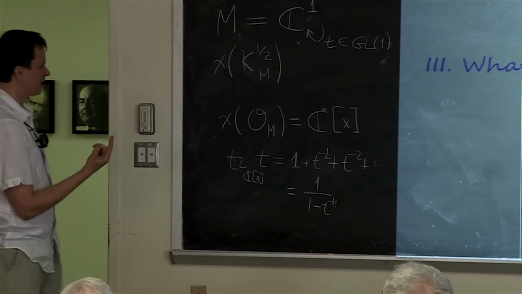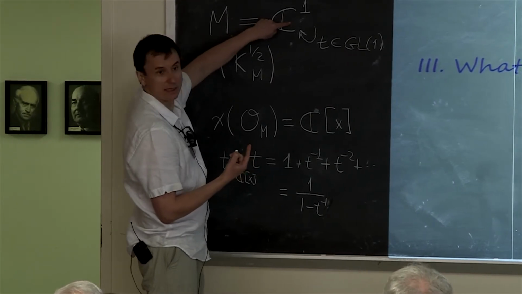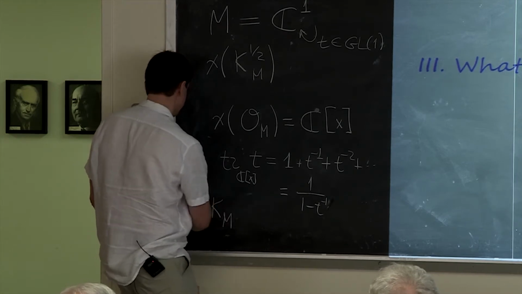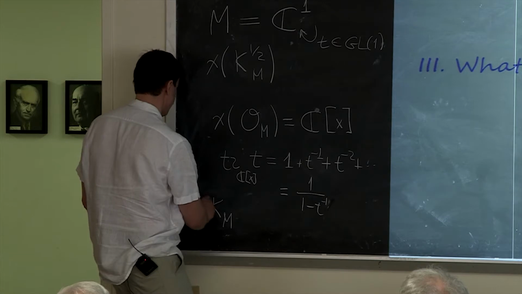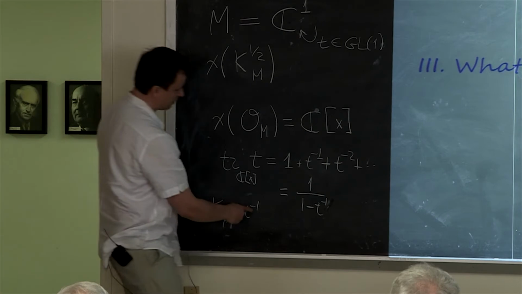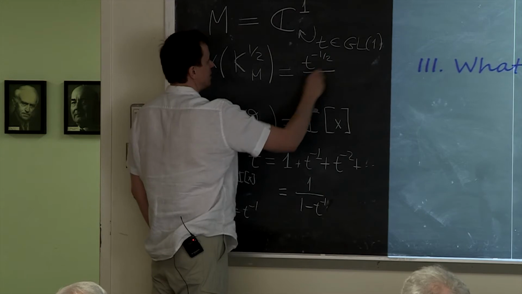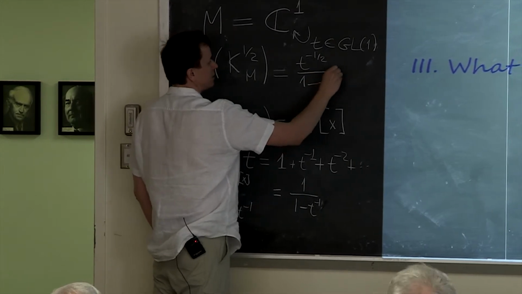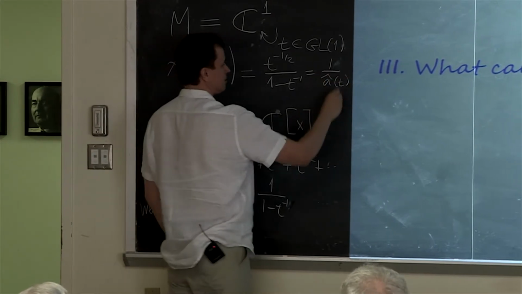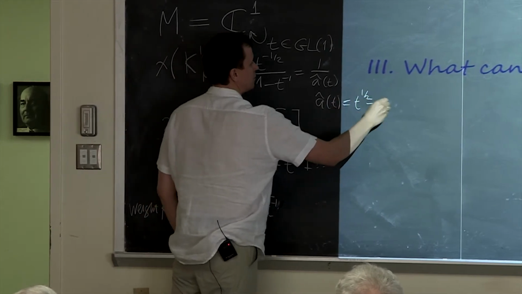And then the canonical bundle is, again, the dual of this. So the weight of the canonical bundle is T inverse. So if we want the square root, there will be a square root here. So this would be T to the minus one half divided by 1 minus T inverse. And so it is 1 over this little a-hat function of T, where that a-hat function I defined to be T to the one half minus T to the minus one half.